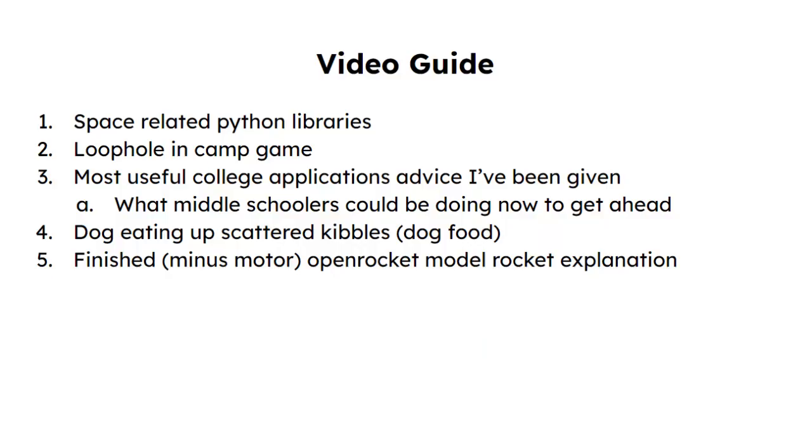So in today's video, we're going to be going through a few things. First off, we're going to start with space-related Python libraries and quick descriptions of them. We're going to go with a loophole scenario in a summer camp game. The longest one will probably be, or actually maybe not the longest one, but I'd say arguably the most important one would be the most useful college applications advice I've been given, and something that middle schoolers could be doing now to get ahead. And we're also going to have a clip of a dog eating scattered up kibbles, which is dog food if you didn't know that.